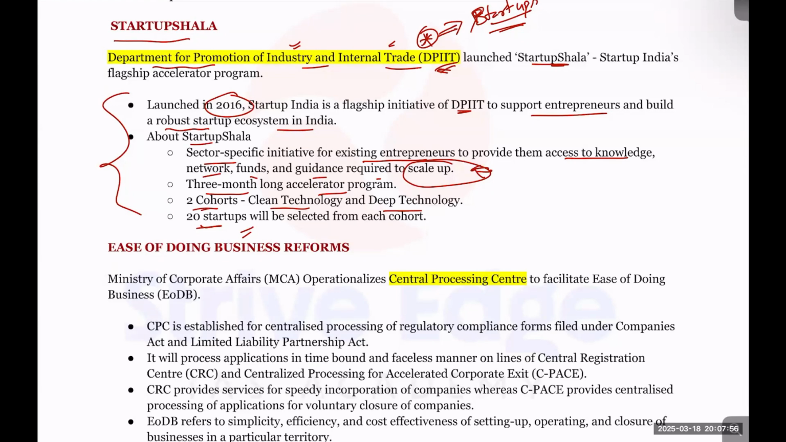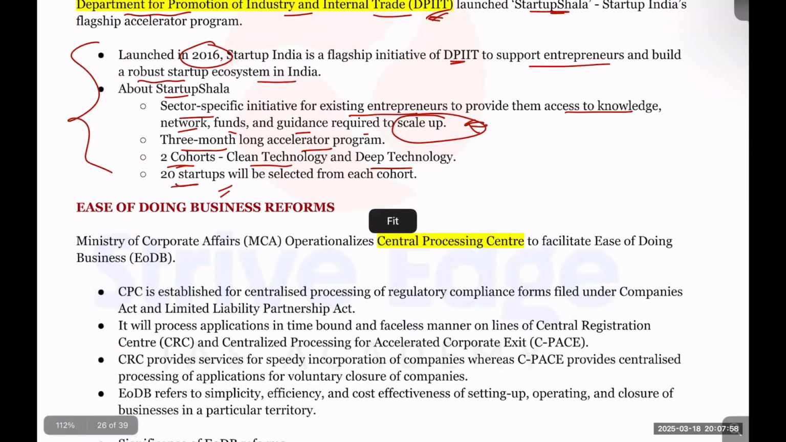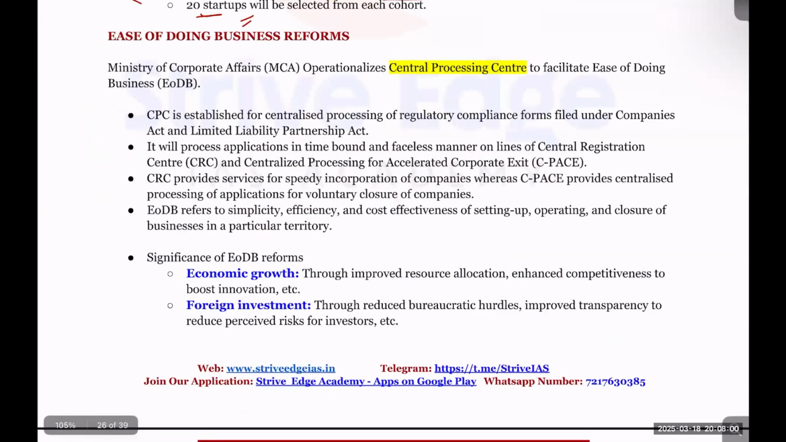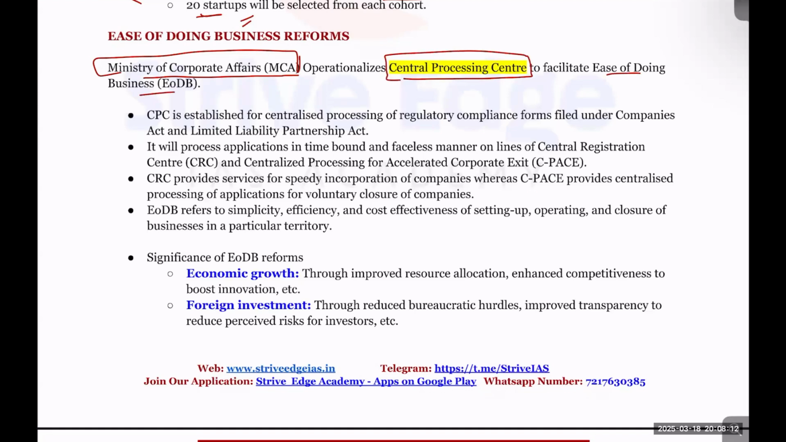Now, ease of doing business reforms. What are the ease of doing business reforms that have been launched by the Indian government? The Ministry of Corporate Affairs has operationalized the central processing centers to facilitate the ease of doing business. What will these central processing centers be doing? They have been established for centralized processing of regulatory compliance forms filed under the Companies Act and the Limited Liability Partnership Act.